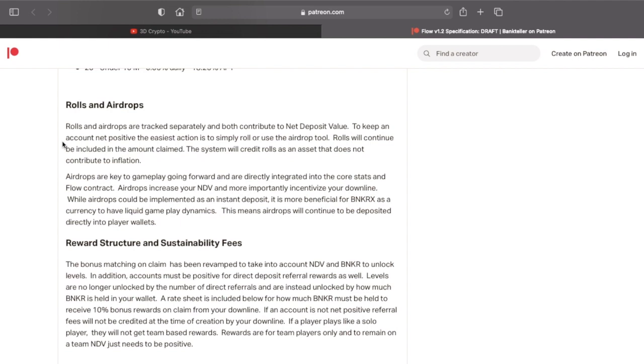So again, that needs to be explained in more detail, and we'll give more examples once Flow version 1.2 is released. And then airdrops will also help you get net positive because they won't count against your claims. That means airdrops will continue to be deposited into players' wallets. You can do that for people, and it will increase the net positivity of your account.